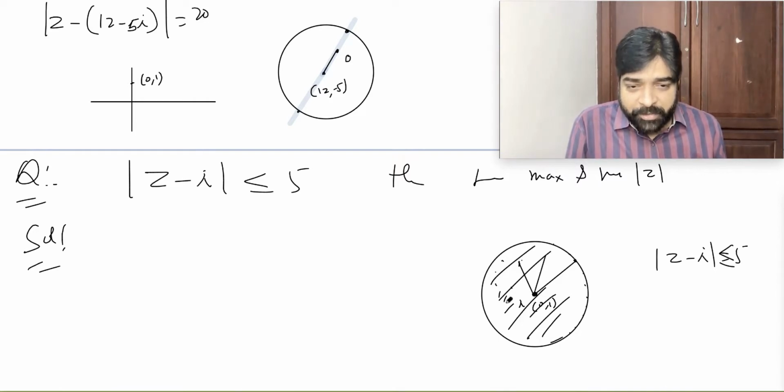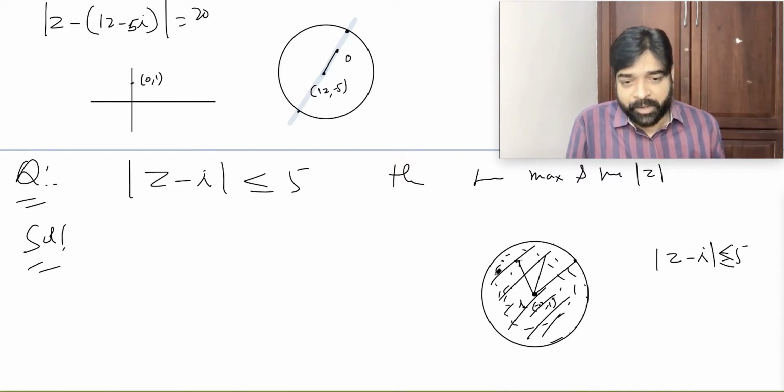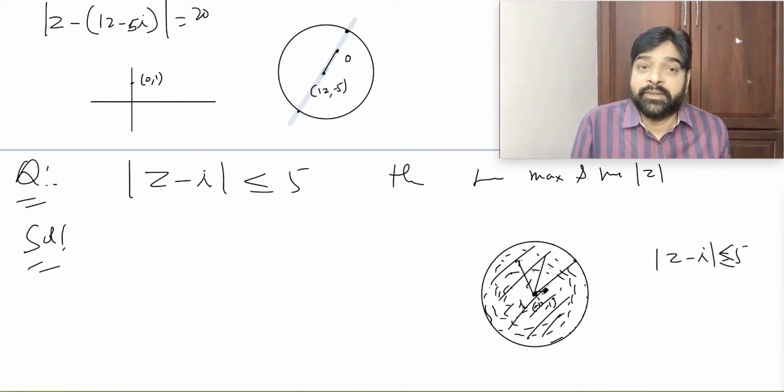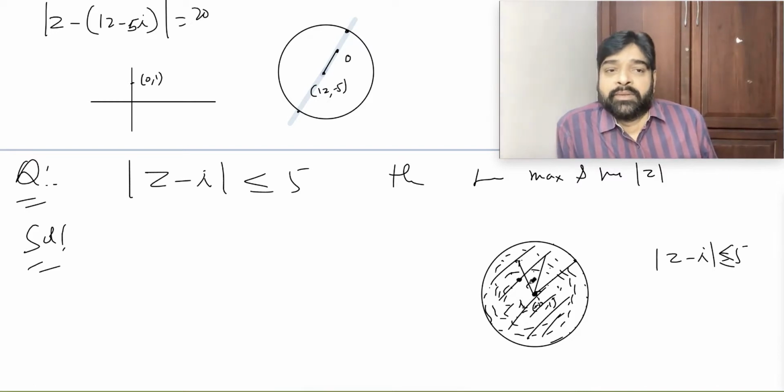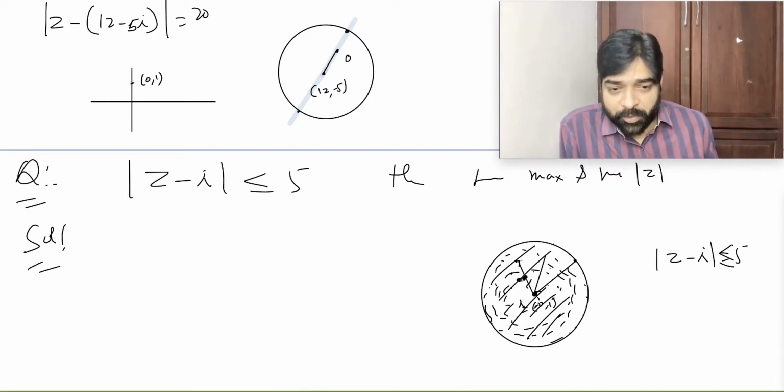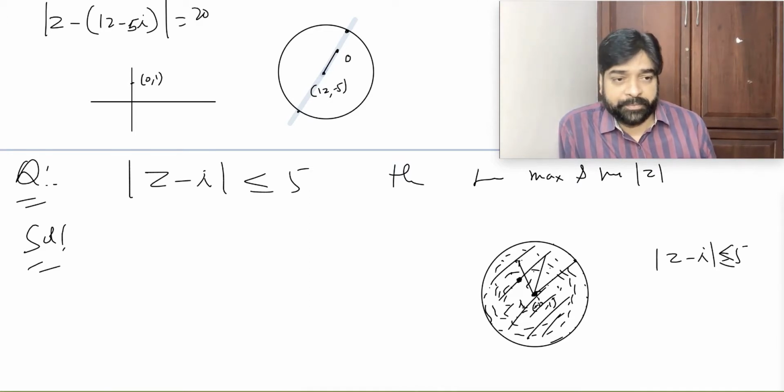So the location of Z can be anywhere. Now you can think what is the minimum value of mod Z. The origin will be somewhere inside. So the minimum value of mod Z will be when Z is falling on the origin itself. Did you understand? Suppose this is your origin and this is the I. So this length is 1 unit. Now join this and extend it.